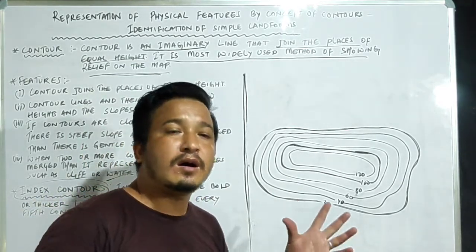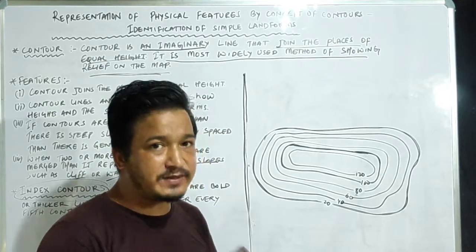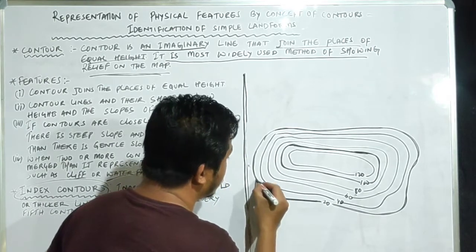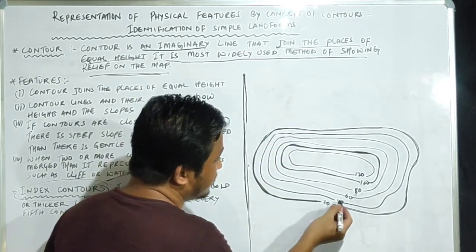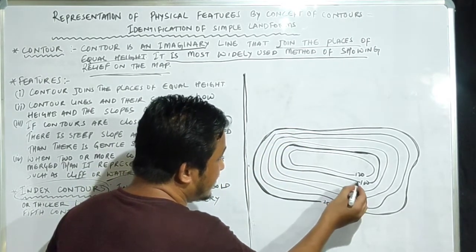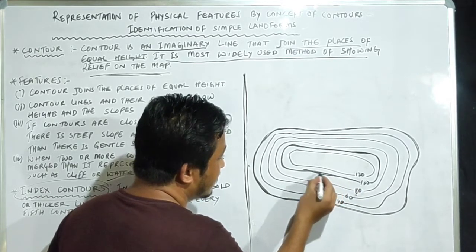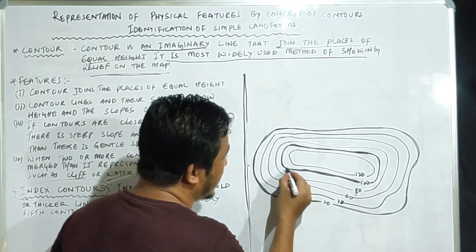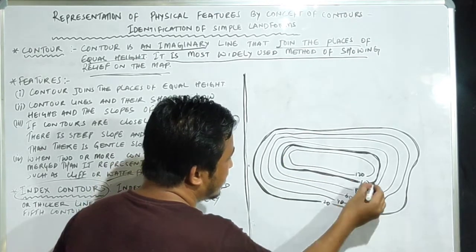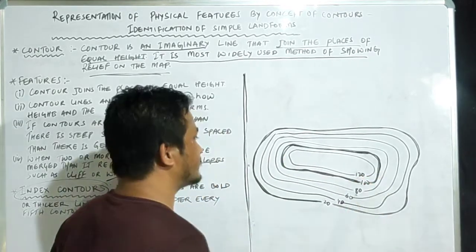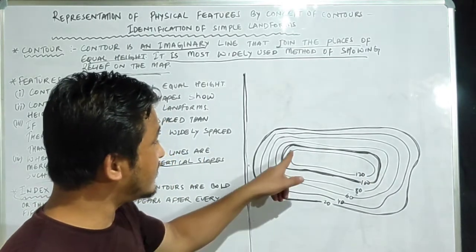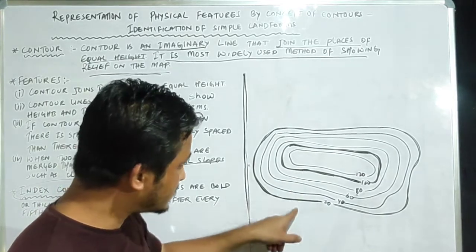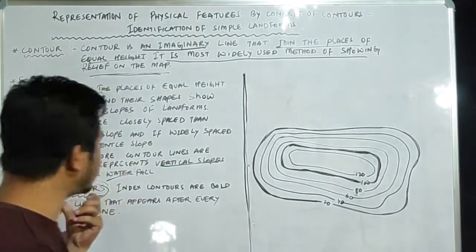of 20 meter height, it means above the sea level. It is thicker, you can see on your book it is thicker. And after that 40, 60, 80, then you can see 100, it means the contour line which joins the places of equal height and that is 100 meter above the sea level is thicker. Okay, is thicker or is shown with the help of bold line. Okay, so these contours are known as index contours.